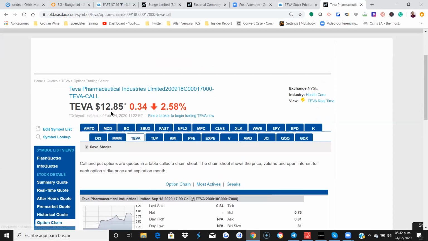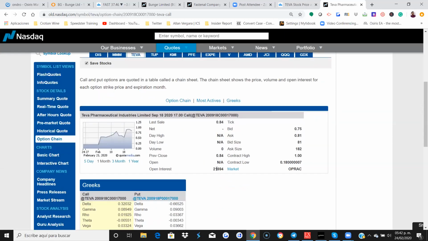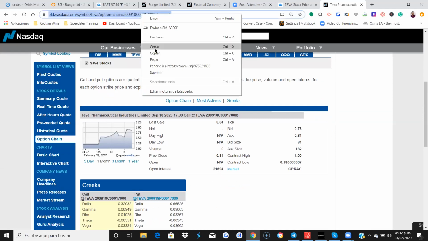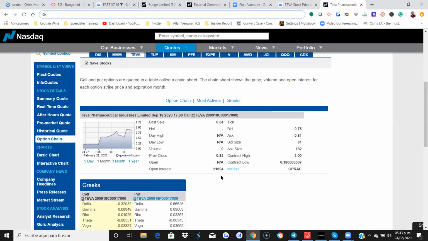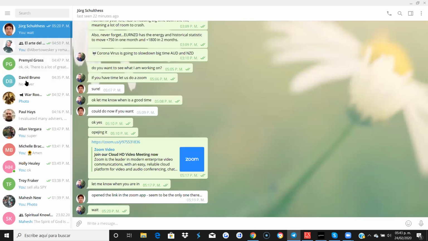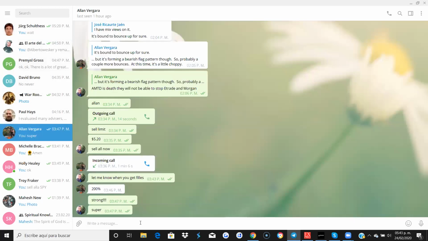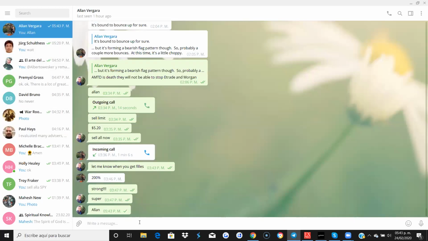And remember, Tiva is a volatile stock. So what is happening? Look at the open interest. That's 20. I have to send this to my guys. That's huge, unbelievable, insane. I have to send this to Alan.